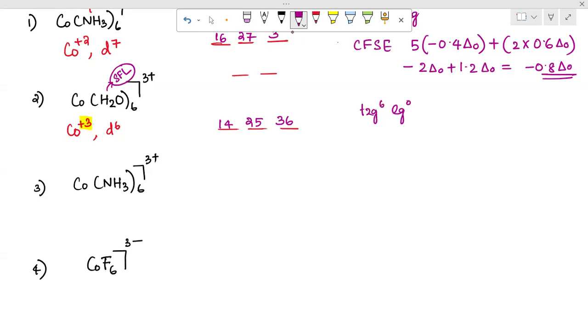Okay, what is the stabilization? Minus 0.4 delta O into 6, which means minus 2.4 delta O. Crystal field stabilization energy is minus 2.4 units of crystal field splitting energy.